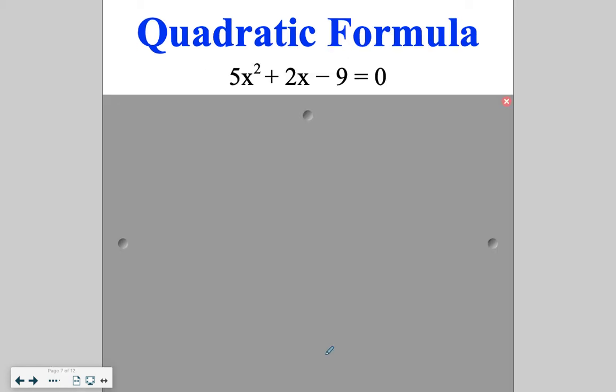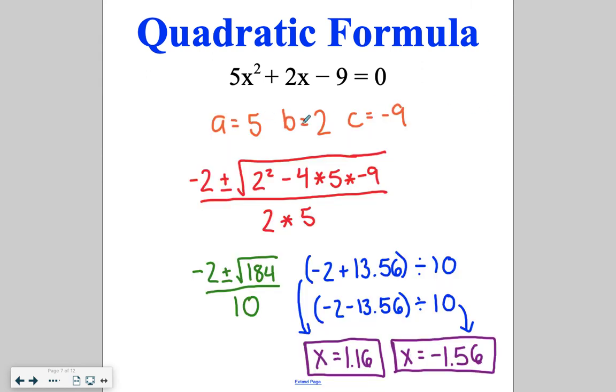Go ahead and try this one on your own. A is 5, B is 2, C is negative 9. Plug it in, opposite of B plus or minus the square root of B squared minus 4 times A times C divided by 2A. Simplify the square root, turn it into its decimal value, and you get your two answers of 1.16 and negative 1.56.